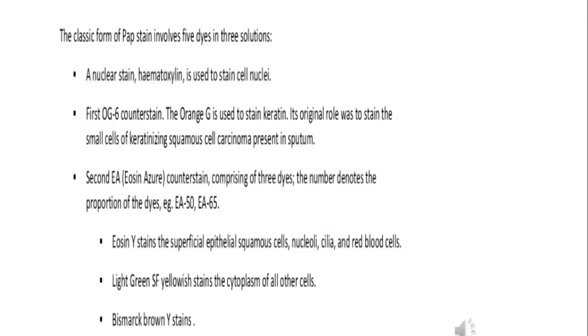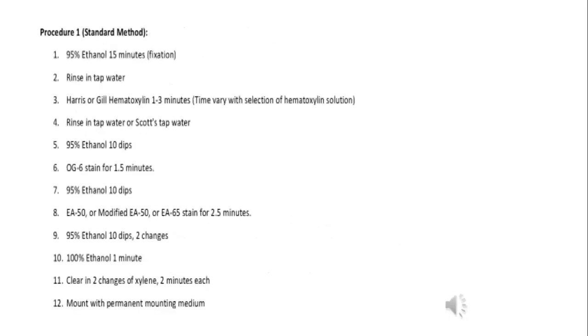And the other stains are eosin azure, denoted as EA. The 50 and 65 denote the proportion of the dye. This eosin azure dye is comprised of 3 other dyes: eosin Y stain, light green SF, and Bismarck brown Y stain.